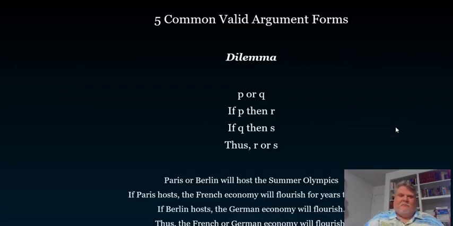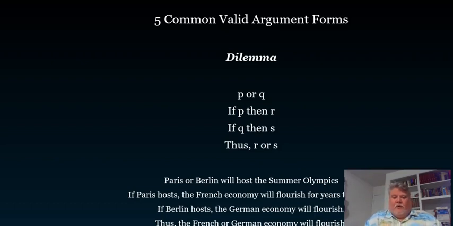Dilemma. This is the most complicated of the forms. Nevertheless, I don't think it's going to be too hard for you to identify it. Remember, a dilemma is the only valid argument form that begins with a disjunction and ends with a disjunction. The conclusion is itself an or statement. And in the middle, you've got two hypotheticals, two conditional statements. P or Q. If P, then R. If Q, then S. Well, therefore, R or S.